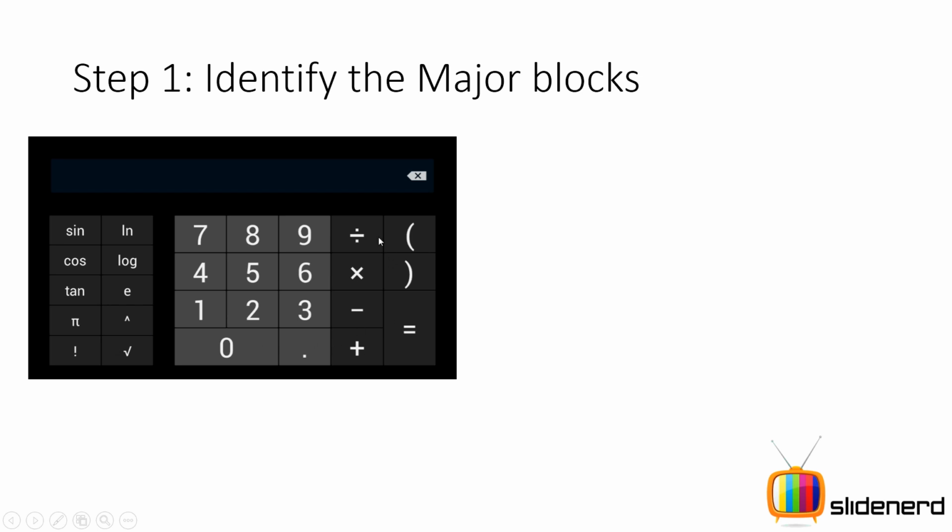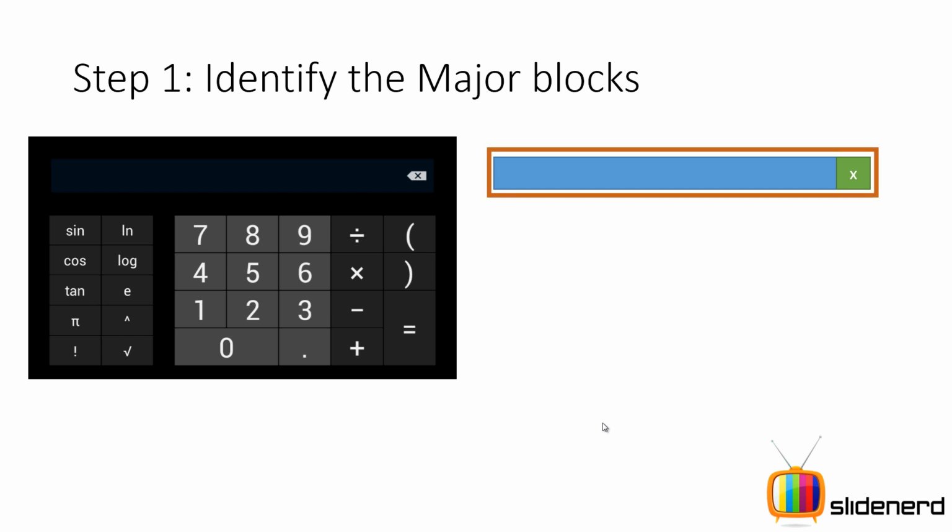And then you have all these buttons grouped together in another major block. Again, there is this edit text over here inside which we enter our values, and here we have this clear button, right? So let's try to find some relationships based on the positions. First, you have the edit text, then you have the button. Now as you can clearly see, they are one beside the other. That means they are inside a horizontal linear layout. Very simple, right?